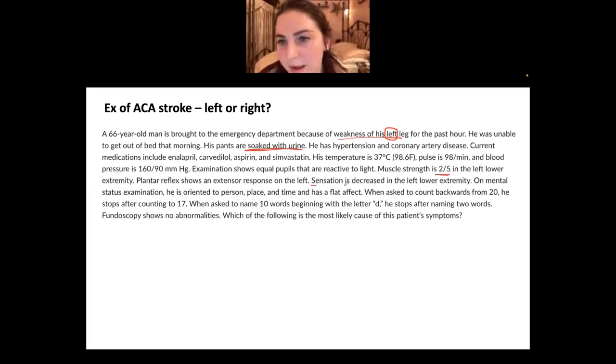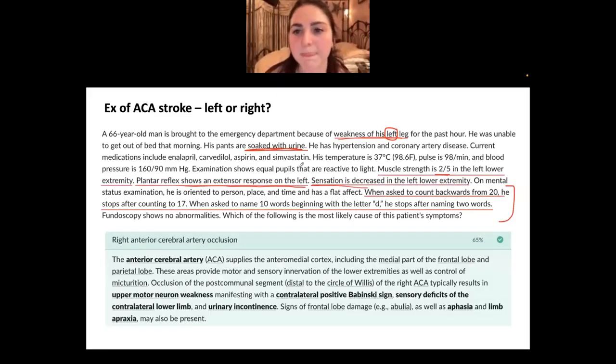Muscle strength is 2 out of 5. So motor function is gone. Sensation is decreased. Plantar reflex shows an extensor response on the left. This is Babinski's. This is them saying positive Babinski's. They'll never say the patient has a positive Babinski. They'll say this. So on mental status, he is oriented to person, place, and time. Like I said, you don't always see altered mental status. Sometimes you do, sometimes you don't. And then all the different types of aphasias here.